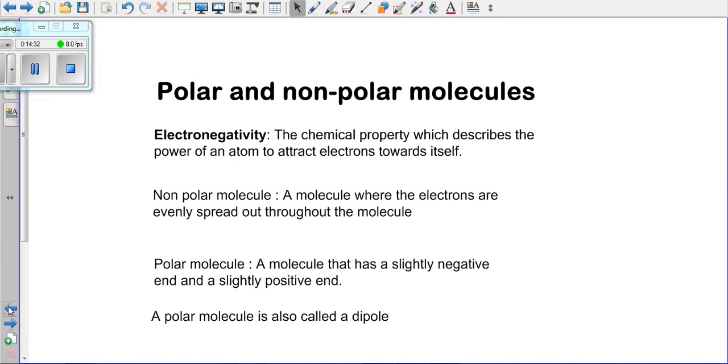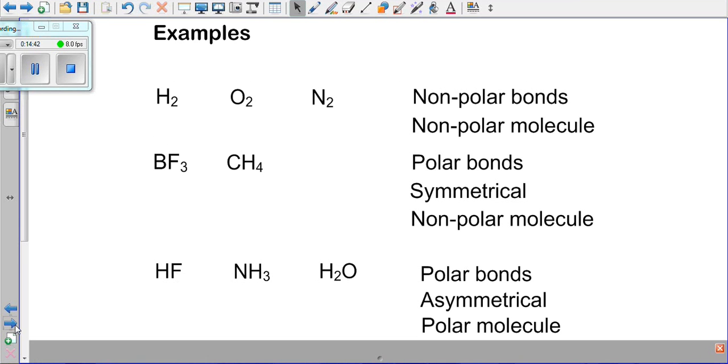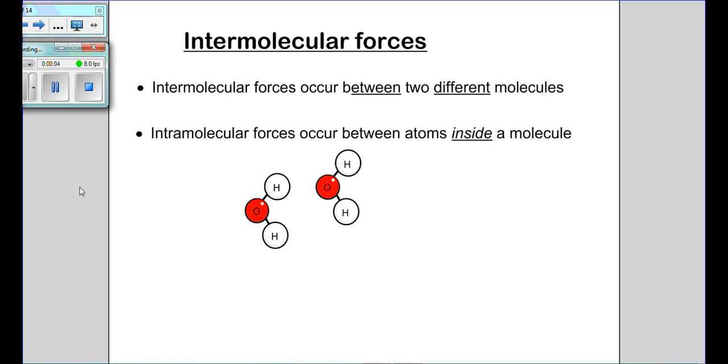So we see that we have polar and non-polar molecules, and the electronegativity and the shape of the molecule play a very important role in deciding whether the molecule is polar or non-polar. The shape of a molecule has a very important impact on the intermolecular forces between molecules. Now, before we continue, we must differentiate between intermolecular and intramolecular forces.